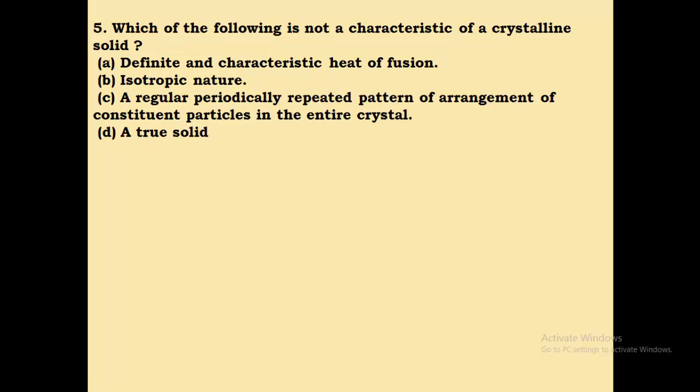So the fifth one, which of the following is not a characteristic of a crystalline solid? Option A, definite and characteristic heat of fusion. Option B, isotropic nature. Option C, regular periodically repeated pattern of arrangement of constituent particles in the entire crystal. Option D, a true solid. Which is not a characteristic of a crystalline solid here? Option A, option C, option D, all these are right.